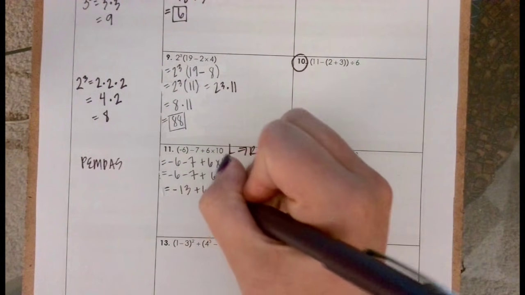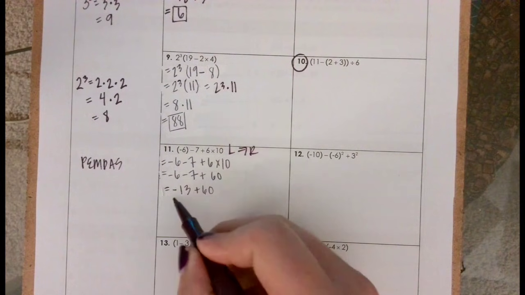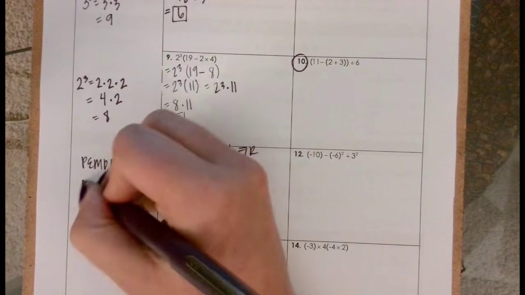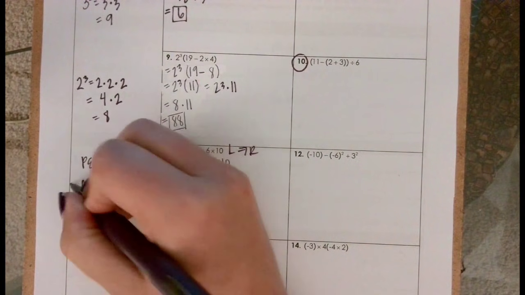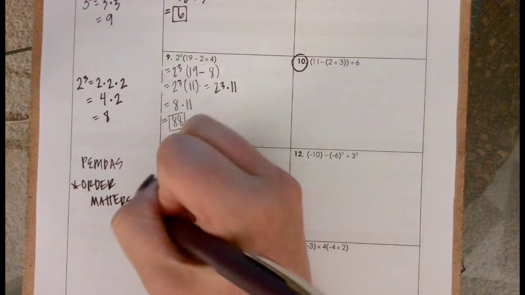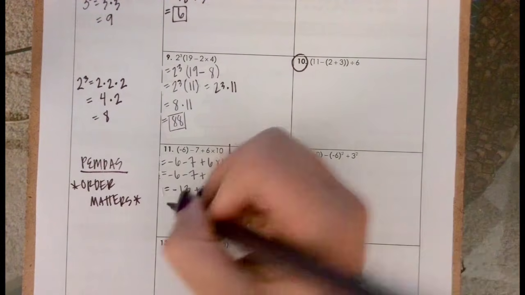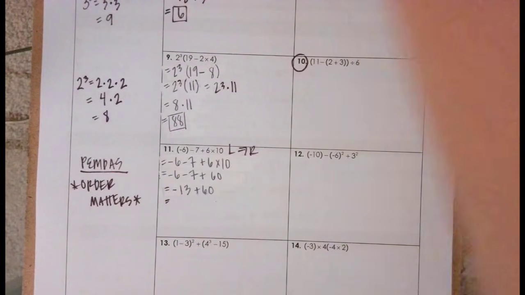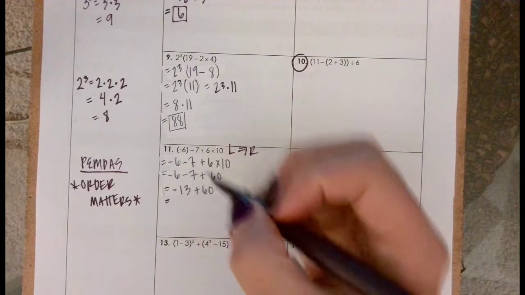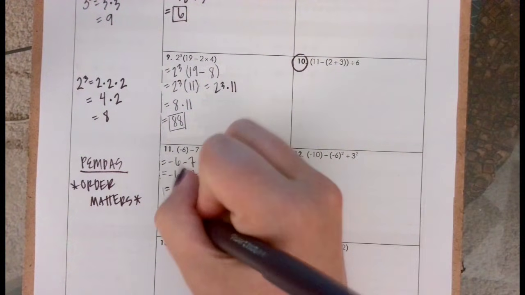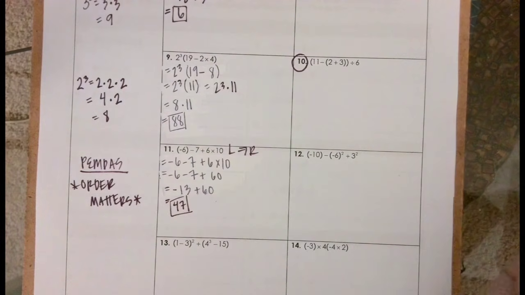13 plus 60. Notice we didn't do the 7 plus 60 first. We did left to right, negative 6 minus 7 first. The order matters. If you're not following the correct order, you're not going to get the right answer. Now we can do negative 13 plus 60. Make sure you're using your calculators for this stuff. Negative 13 plus 60 is positive 47. Box your answer in. Now I want you to circle number 12.